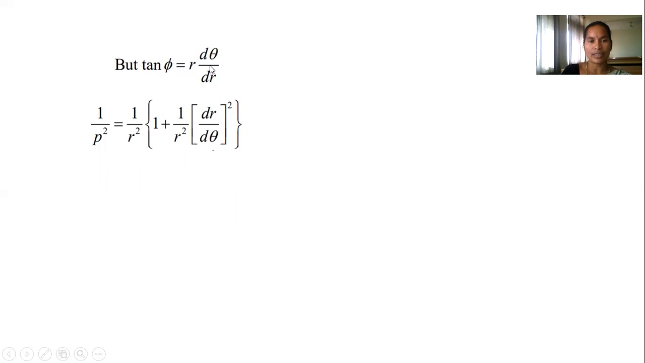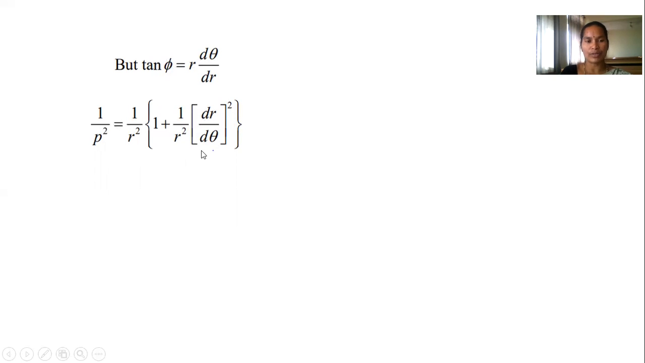What is cot phi here? Cot phi will be 1 by r into dr by d theta. So cot square phi is nothing but 1 by r square into (dr by d theta) whole square. This is the equation we got by replacing cot phi. Therefore 1 by p square is equal to 1 by r square into (1 plus cot square phi). We have replaced this.